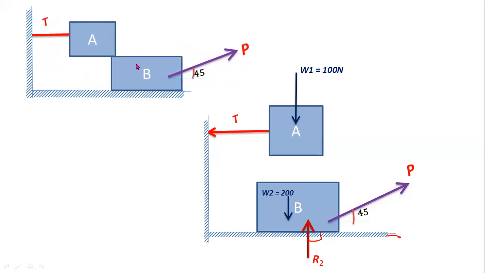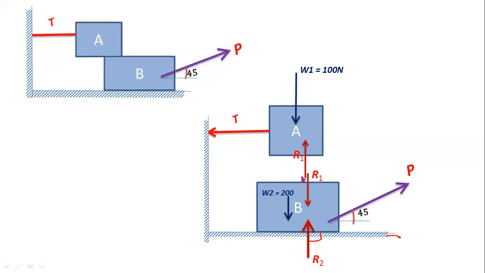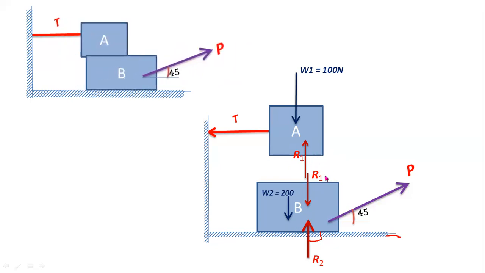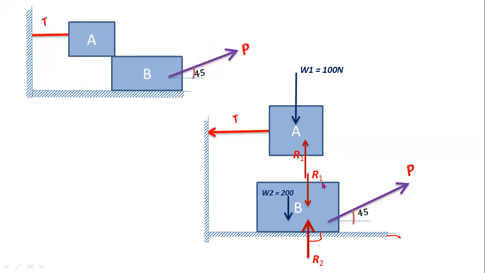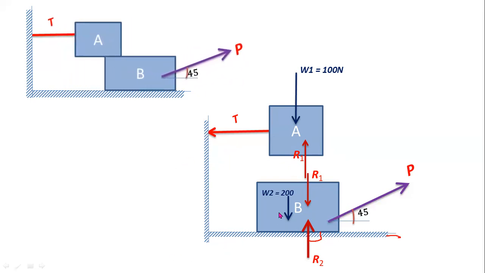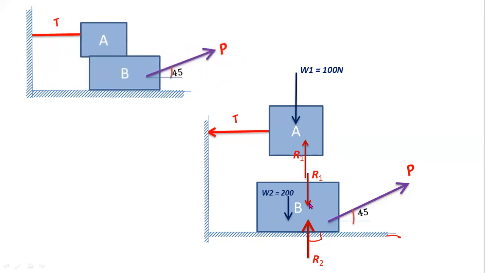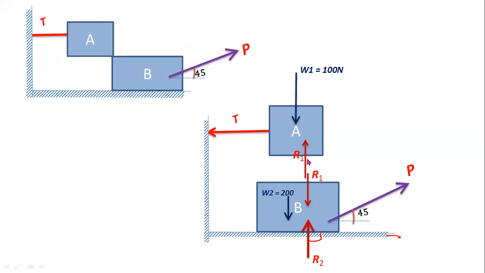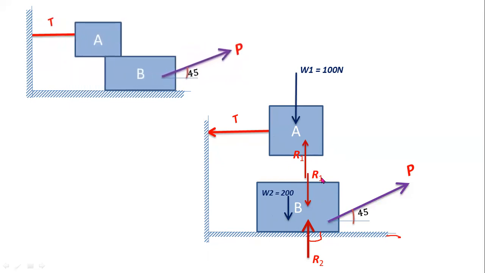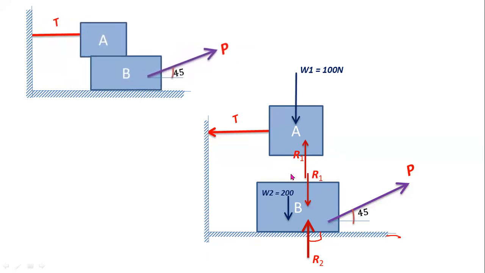So you have to consider two equal and opposite reaction forces at A and B surface. These two are movable surfaces. So you have to consider two equal and opposite reaction forces. For this block you have to consider vertically downward reaction force. For this block you have to consider vertically upward reaction force. These two are equal and opposite. These two are the equal and opposite reaction forces between the block A and B.